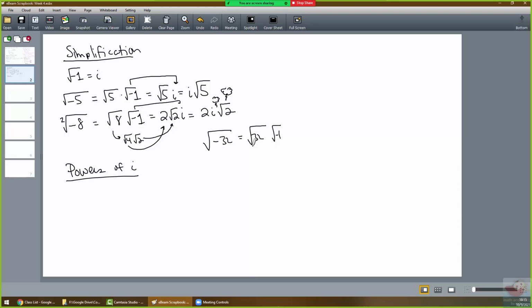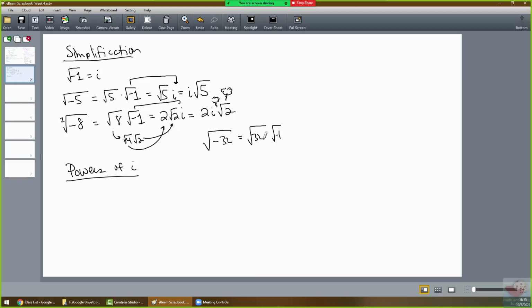8. 8's a perfect cube. If you were celebrating your quinceañera, you would be celebrating your what birthday? Is that right? I don't know. 16. Say 16. I think that's 16.